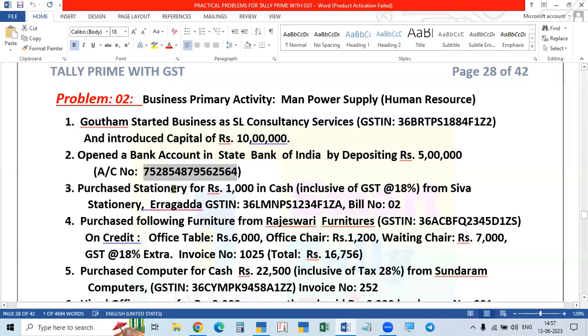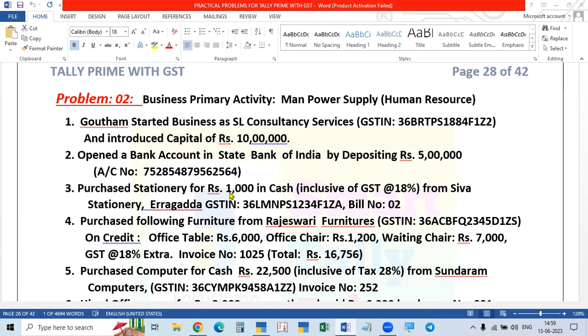Next one is purchase of stationery for 1000 rupees in cash. We purchased stationery in cash from Shiva Stationery, Yerragadda, a Hyderabad number, and the bill number is given. But here you see 1000 rupees is given inclusive of GST 18%. That includes GST also. We checked this in the previous videos. The rate is inclusive of tax.